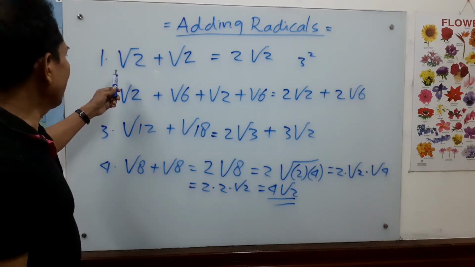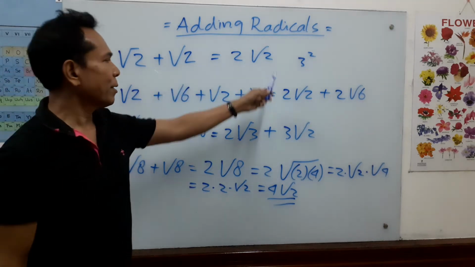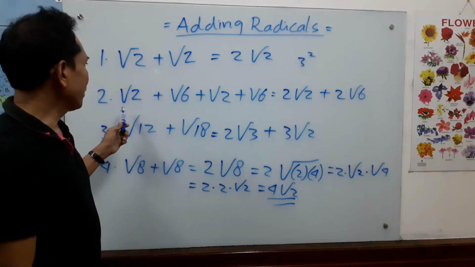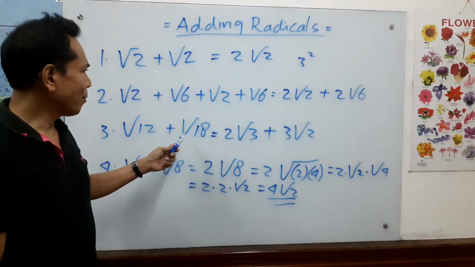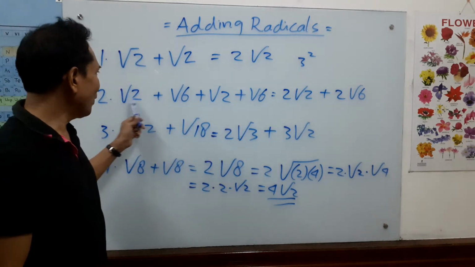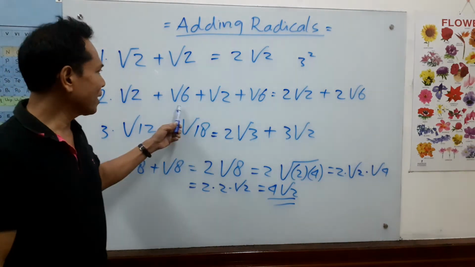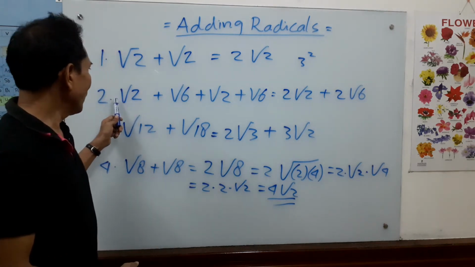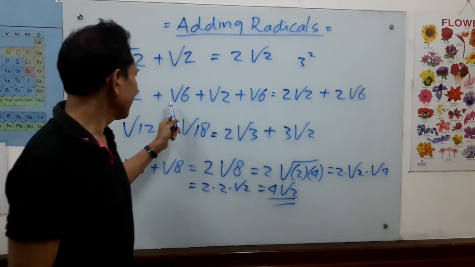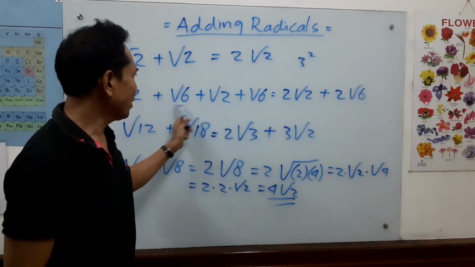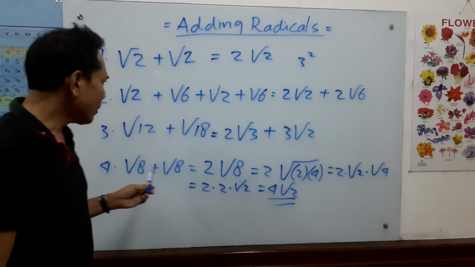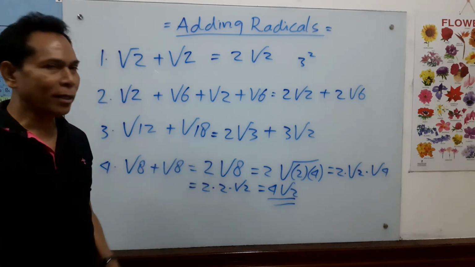Alright children, so we have here number 1, radical 2 plus radical 2 is 2 radical 2, okay? These are the same radicals, so we can add them straight away. Then number 2, we have different radicals here, but some of them are the same. We have radical 2 plus radical 6 plus radical 2 plus radical 6. Now we take 2 and 2, because they are the same radicals. 6 and 6, same radicals, so we add them. So 1 plus 1 is 2, so 2 radical 2, and then 1 plus 1 is 2, 2 radical 6. So 2 radical 2 plus 2 radical 6. Okay, that's the answer. Number 3, radical 12 plus radical 18.